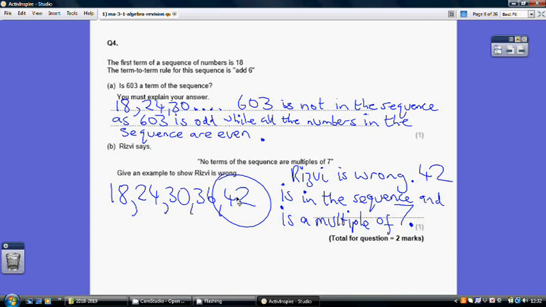Now for part B, no terms of the sequence are multiples of 7. Well, let's have a look. So just carrying on the sequence a bit, 18, 24, 30, 36, 42. Well, 42 is a multiple of 7, so that's just one example to show that the person is wrong.